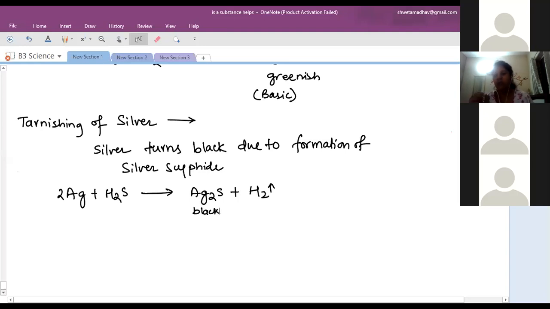But one good thing about aluminium oxide is that it sticks to the metal and forms a blanket over the metal. So once the aluminium oxide layer is formed, further reaction between oxygen and aluminium is completely prevented. So further corrosion won't take place.